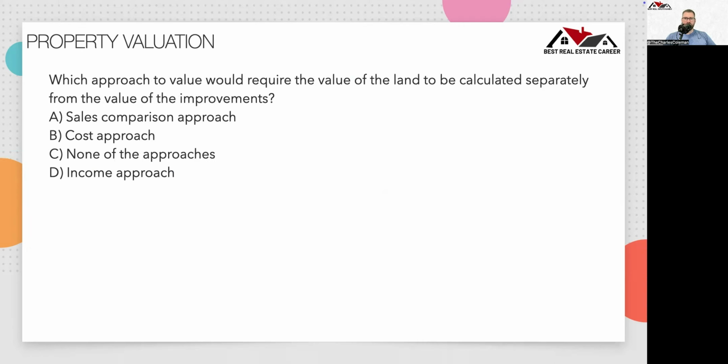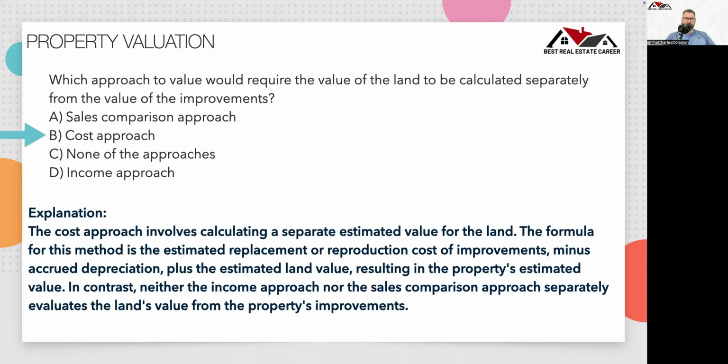Which approach of value requires the value of the land to be calculated separately from the value of the improvements? B. The cost approach involves calculating a separate estimate of value for the land. The formula for this method is the estimated replacement or reproduction cost of the improvements minus accrued depreciation plus the estimated land value, resulting in the property's estimated value.